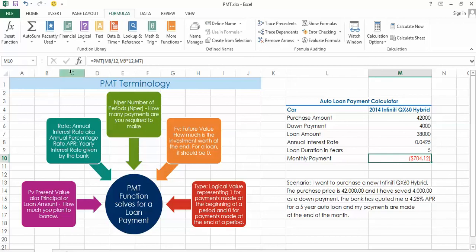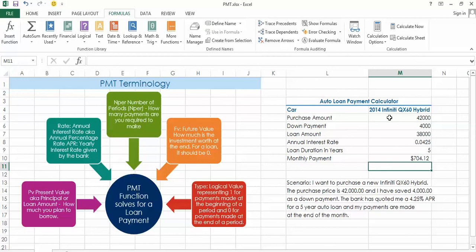But if you want it to appear as a positive value, you don't like seeing the negative value, then you can just reverse the sign. So basically I went up to the formula bar and I clicked right between the equal and the P in PMT and typed in a minus, and then that reverses the sign and it shows up as a positive value.